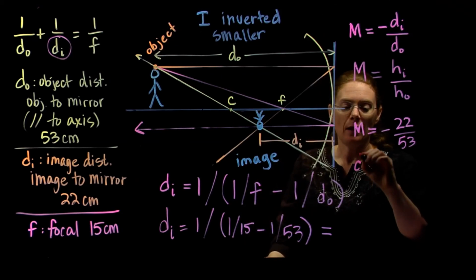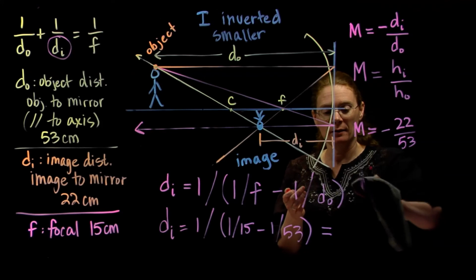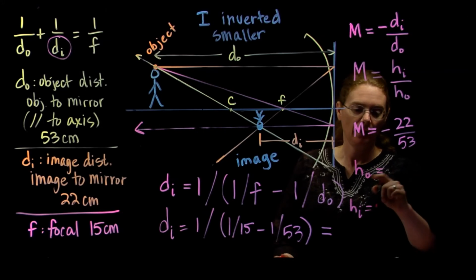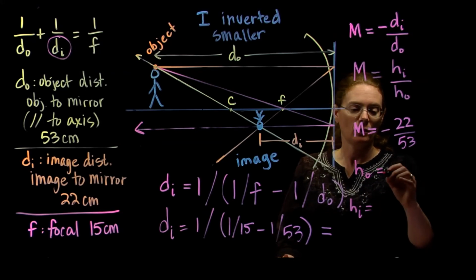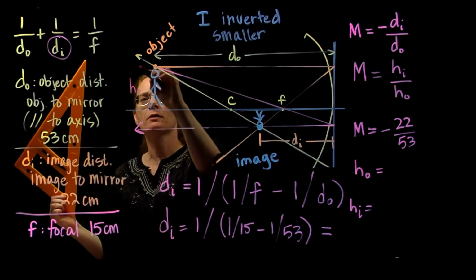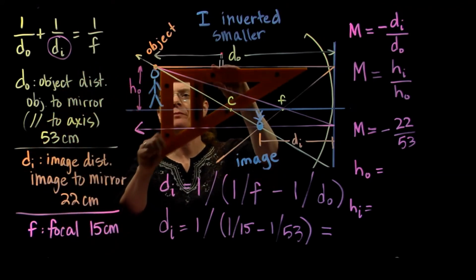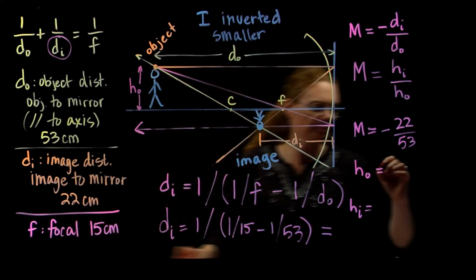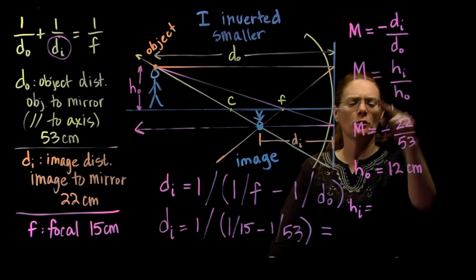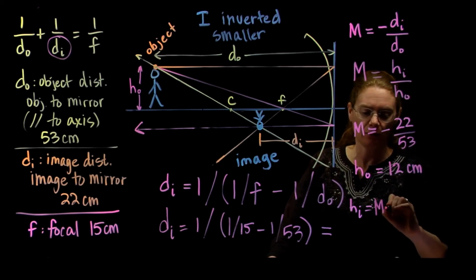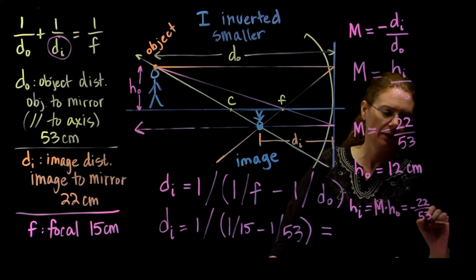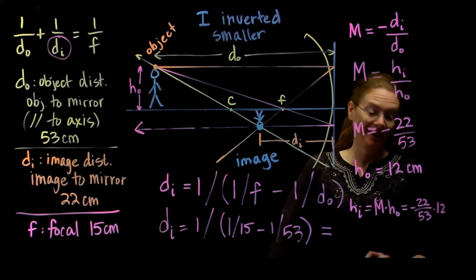And if I know how tall the original object is, then I should be able to calculate the actual image height. So hO is going to be measured. How tall was my object? So hO is the purely vertical height to our axis. And I get 12 centimeters. hI, okay, if I bring that hO to the other side, it's going to be the magnification factor times my original height. Oh boy. So it's minus 22 over 53 times 12. I'm not doing that in my head, folks.